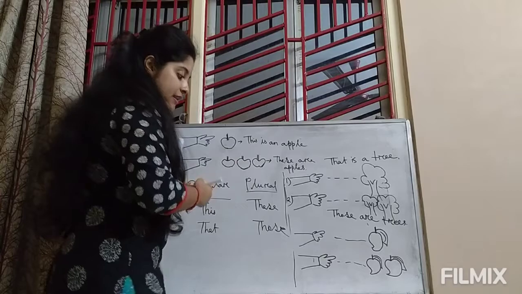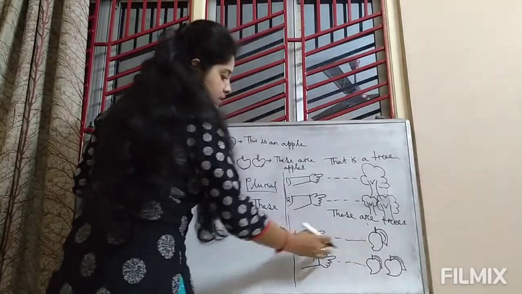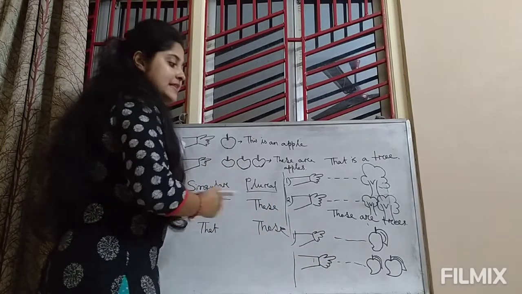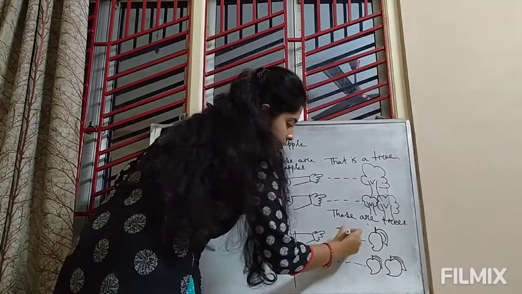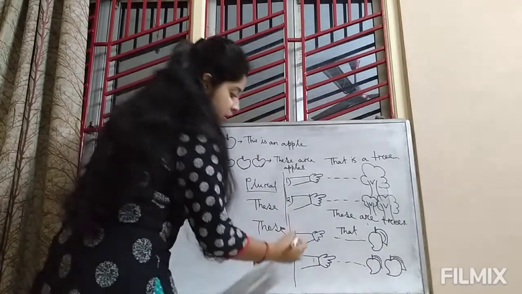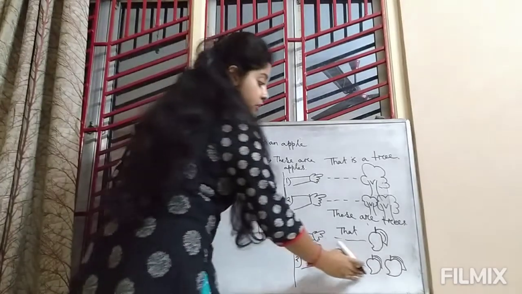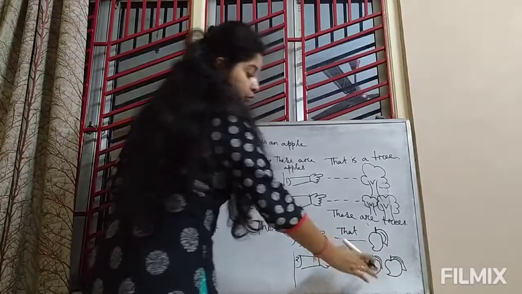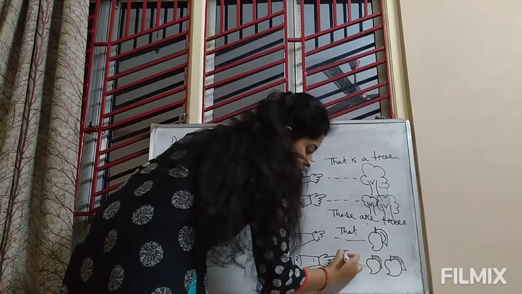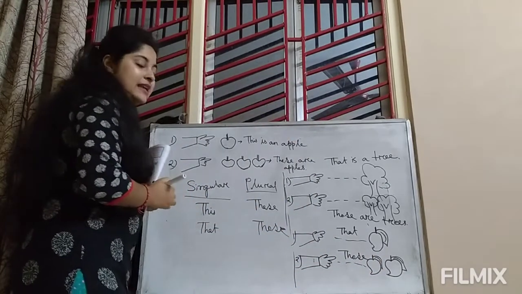Now look at another example. Here we can see that the mango is far from this hand. So we will say, that is a mango. Right? Here we will use that. In the second picture also, the mangoes are far from the hand, but there are more than one. There are more than one mangoes, right? So here we will use those. Those are mangoes. Fine? Understand?